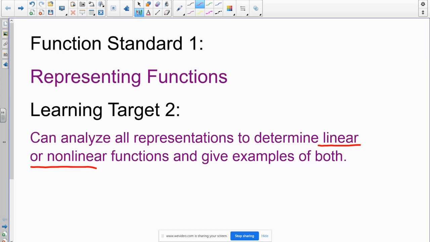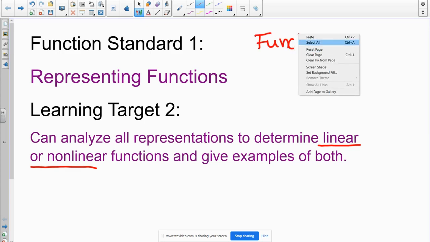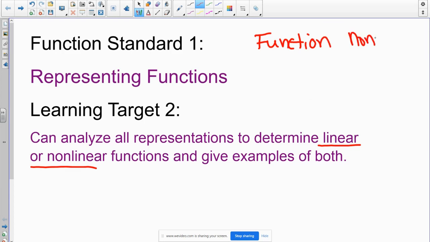So going back to LT1, I gave you examples of what makes a table, a graph, a context, an equation a function or not a function. Well, learning target 2 takes it a step further. If we were to do a graphic organizer here, we have function and non-function.